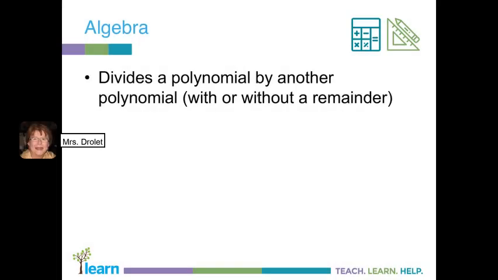This is the learning goal that is required for the math science option. You must know how to divide a polynomial by another polynomial. Sometimes there's a remainder, sometimes there is no remainder.